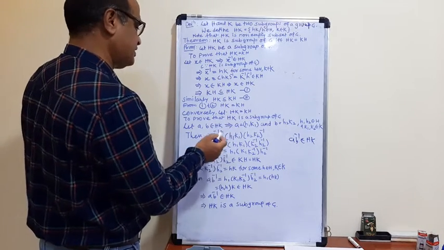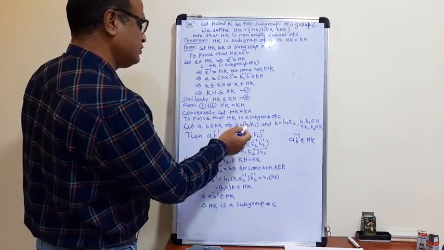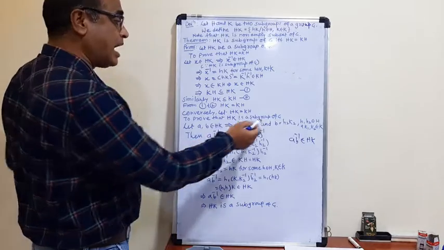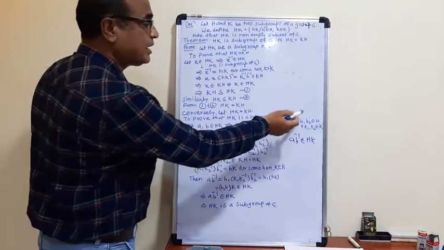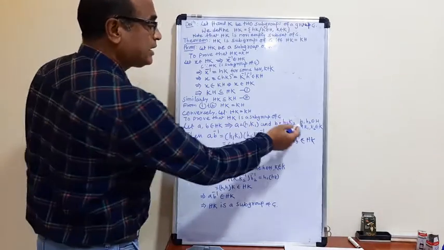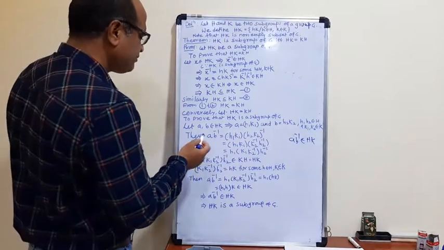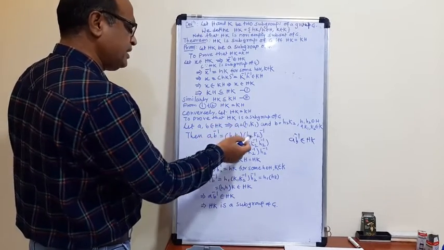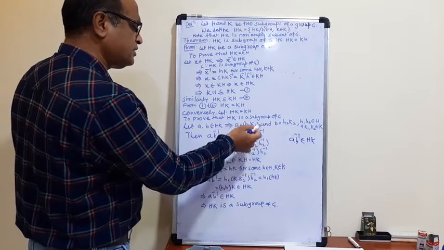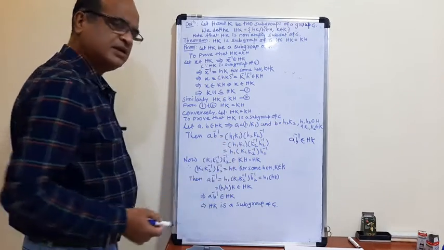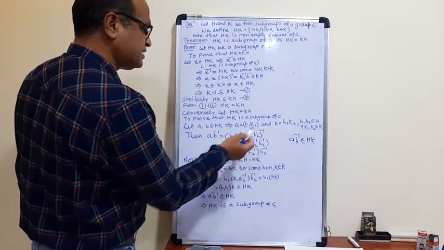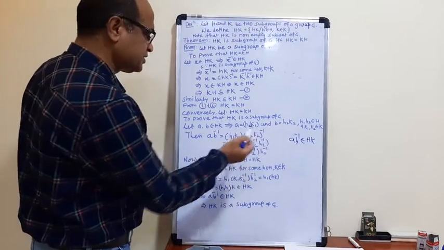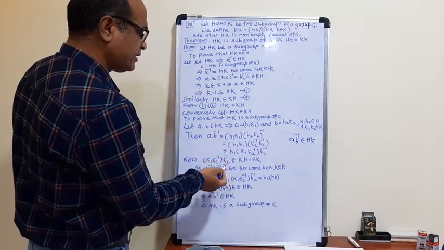That implies A is equal to H1 K1 and B is equal to H2 K2, where H1, H2 are elements of H and K1, K2 are elements of K. So what is AB inverse? AB inverse is H1 K1 times the inverse of H2 K2, which is K2 inverse times H2 inverse.